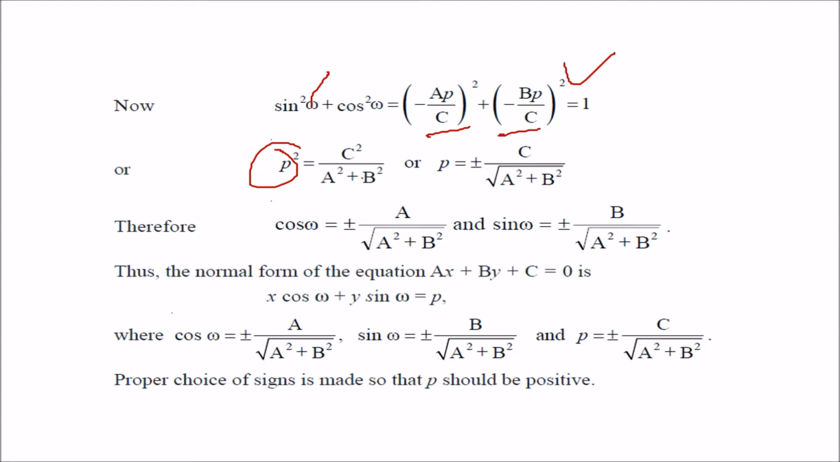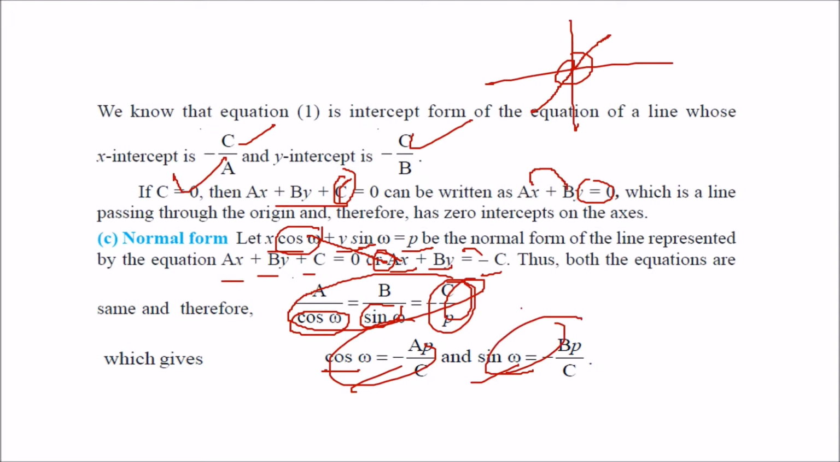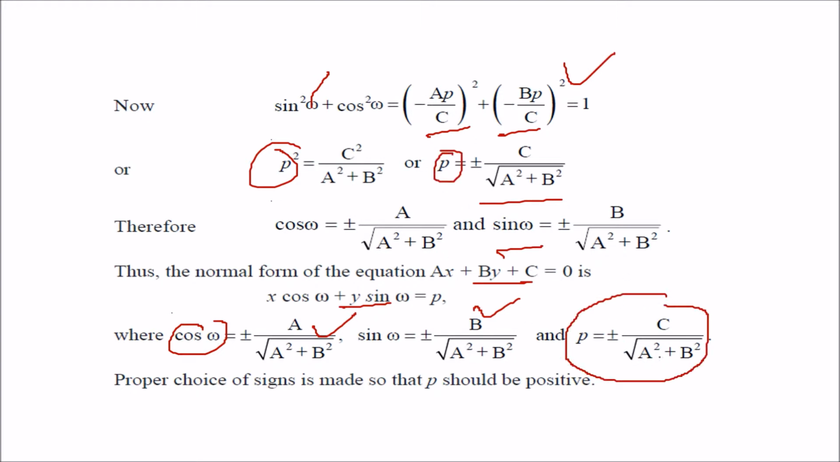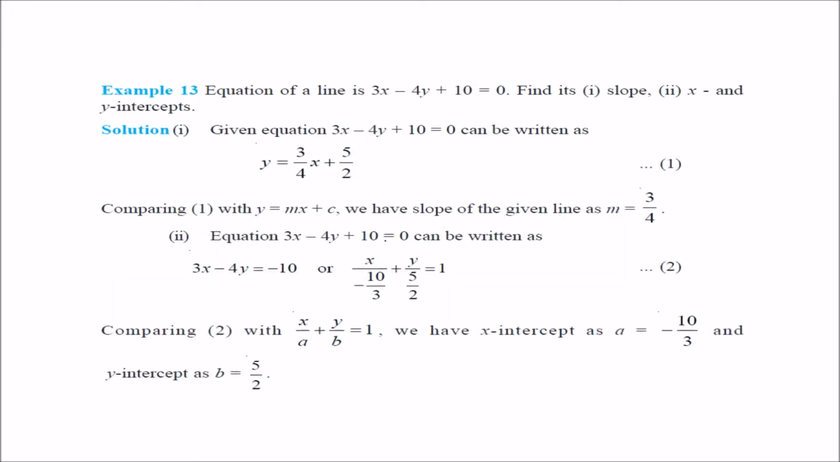So p is the square root of C squared by A squared plus B squared. Now putting it back in the earlier equations, we can get the values of cos omega and sin omega, and these are plus or minus. You will see the normal form, where cos omega is this, sin omega is this, and p is this. But the proper choice of sign needs to be seen, because p should be positive since it is a distance.